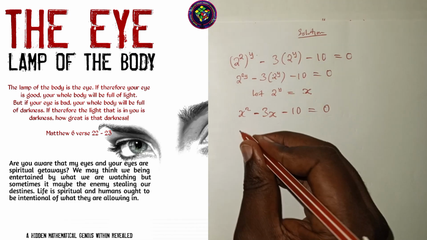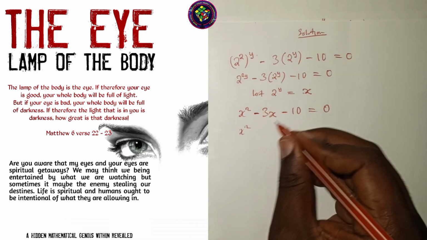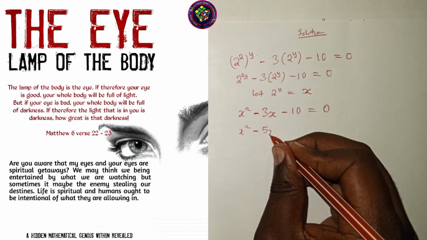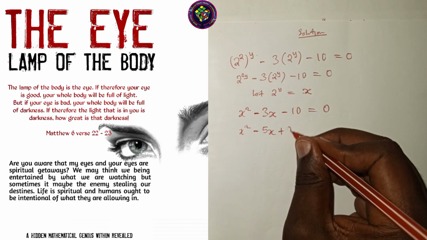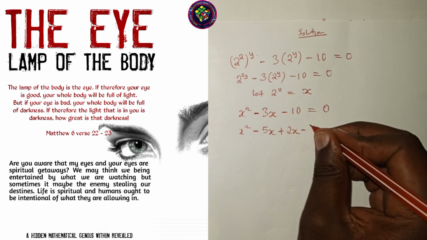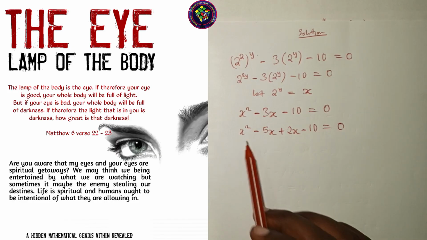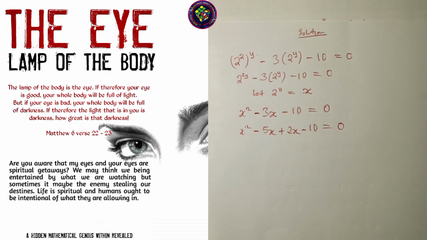Okay, so we have x squared. So here where there is minus 3x, we are going to have minus 5x plus 2x. Then minus 10 is equal to 0. Then here we need to factorize by grouping terms.